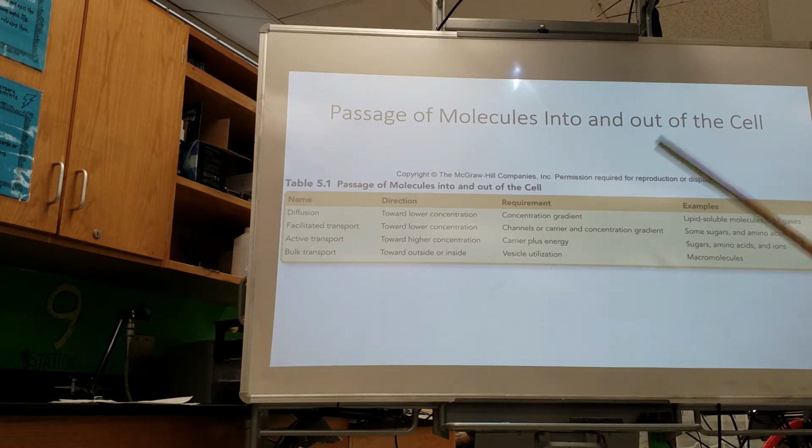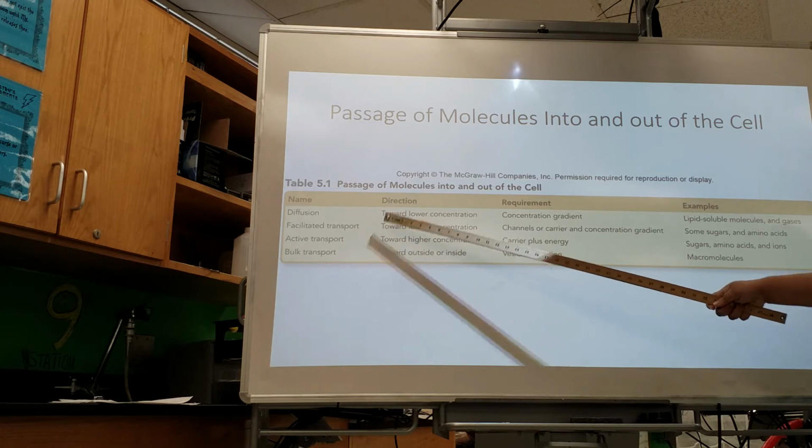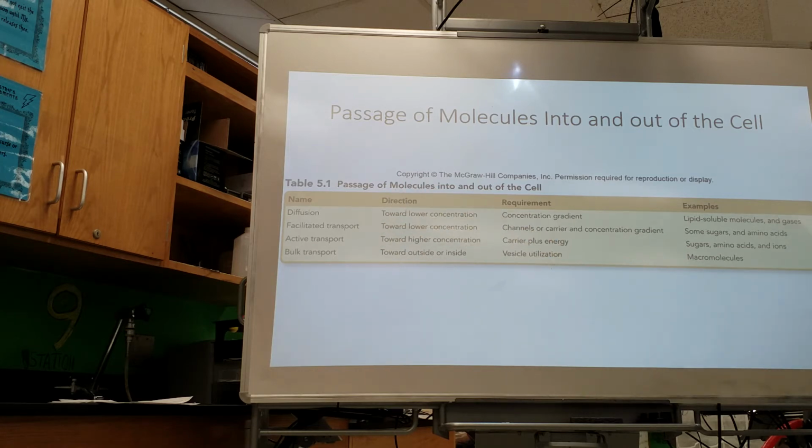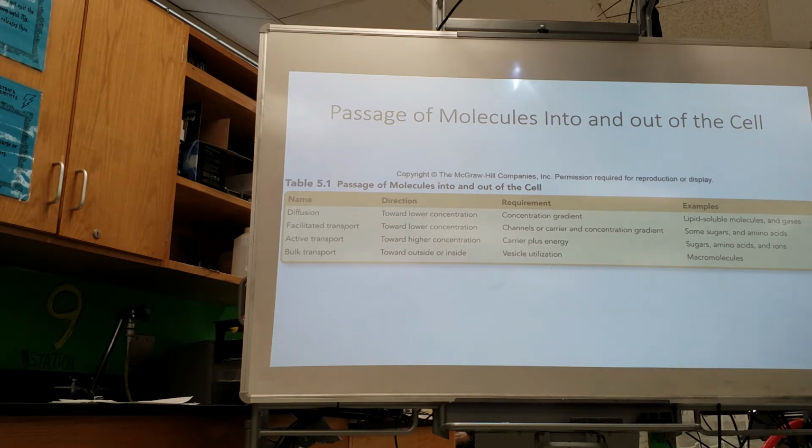This is not the easiest thing to read. All it is, it's a summary of diffusion, facilitated transport, which is a subtype of diffusion, and then these two, active transport and bulk transport, we'll talk about in a moment. They both require energy. The top two don't need energy. The bottom two do need energy.